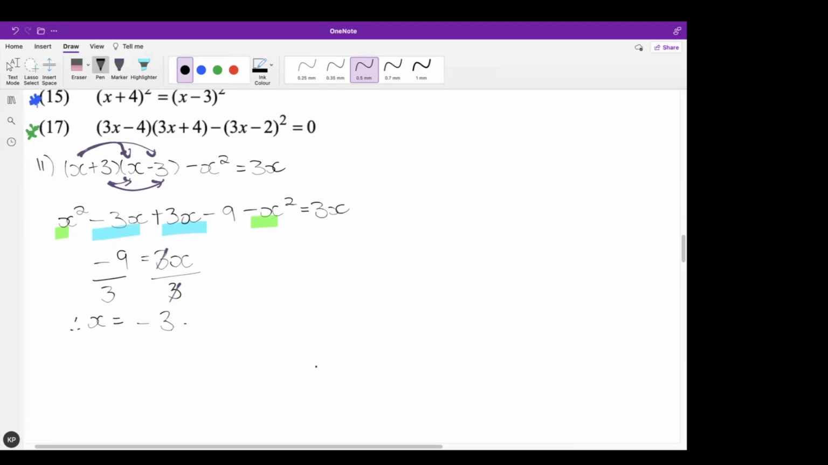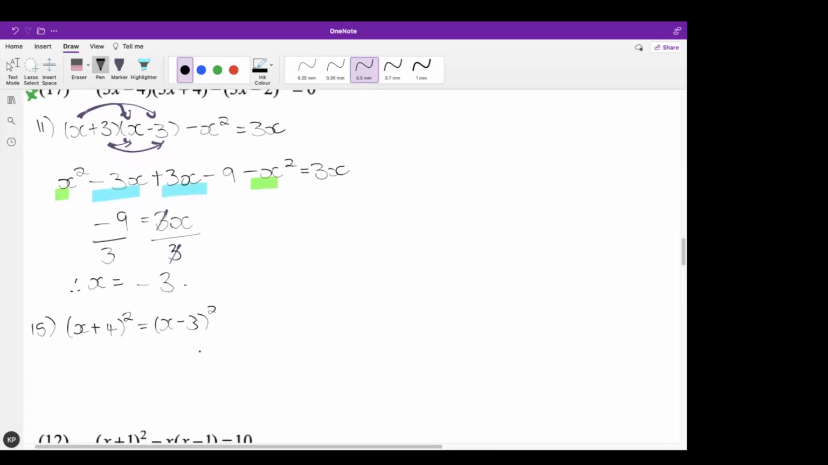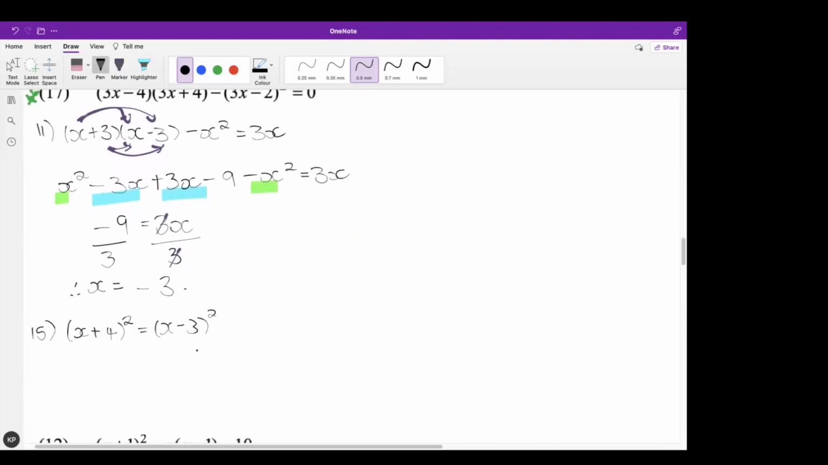Okay. Let me do 15 with you. This is x plus 4 squared is equal to x minus 3 all squared. There are two ways in which we can do this. I'm going to start with the one where we expand. If you like being safe like I did when I was in school, I would just expand this into two brackets and the right-hand side as well into two brackets and then FOIL them.